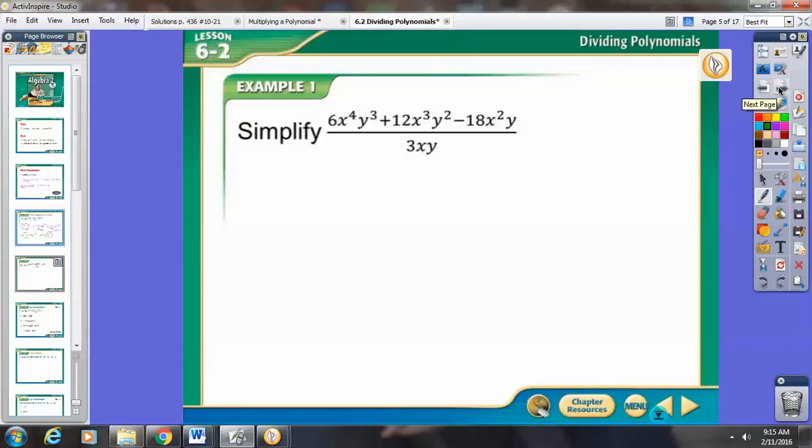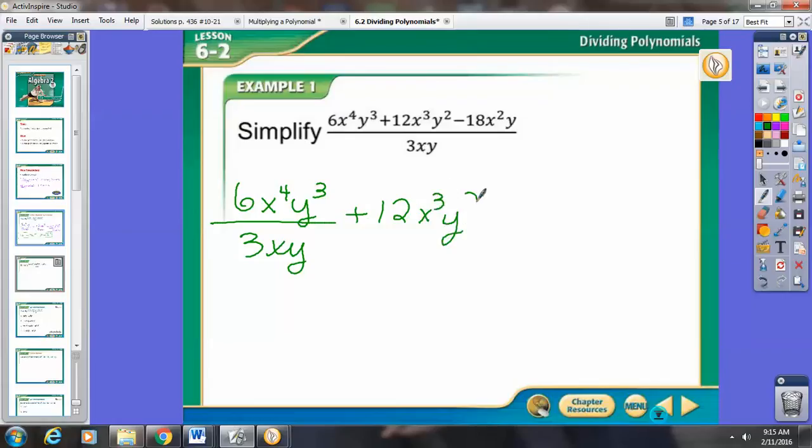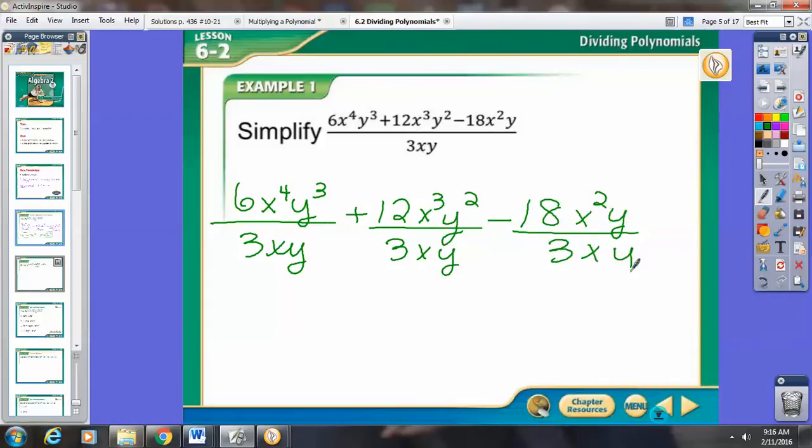What about this one? I'm going to write this out as 6x to the fourth y to the third divided by 3xy, and 12x cubed y squared divided by 3xy, minus 18x squared y divided by 3xy.